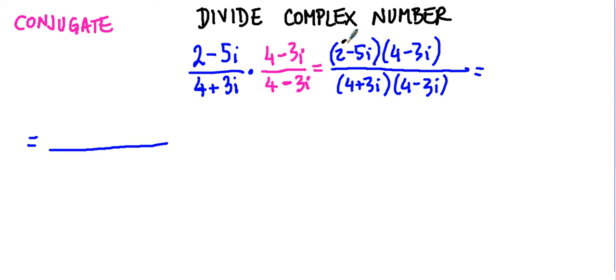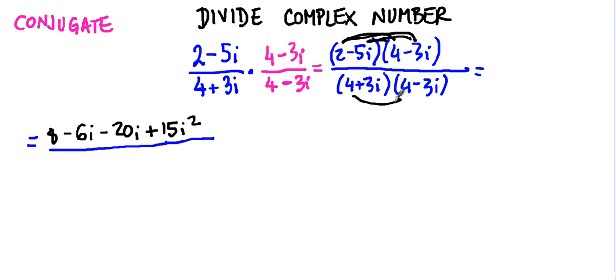So I will start multiplying. 2 times 4 is 8. 2 times negative 3i is negative 6i. Negative 5i times 4 is negative 20i. And negative 5i times negative 3i is positive 15i squared. I will need a bigger line here, okay?